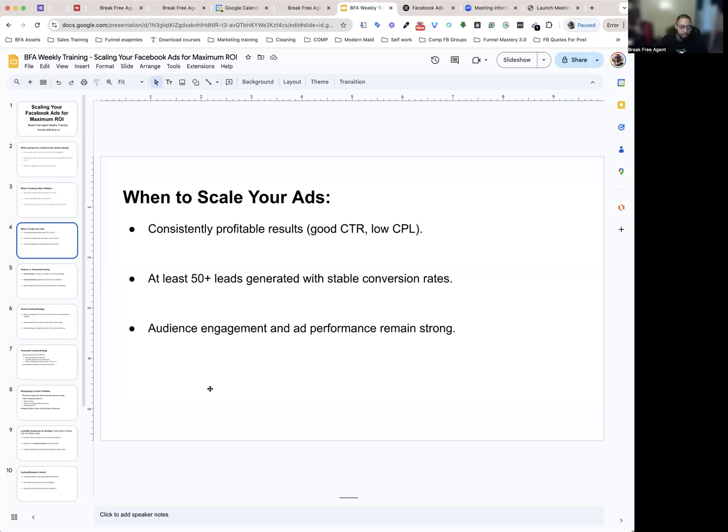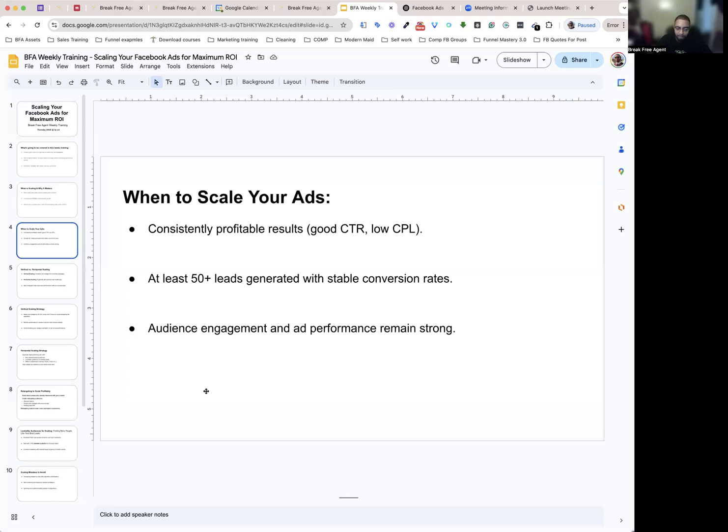To do this, you want to have at least 50 leads and a solid conversion rate. I don't recommend scaling if you haven't reached 50 leads with a specific campaign, just because you don't have enough data to identify if that's a working campaign or not.